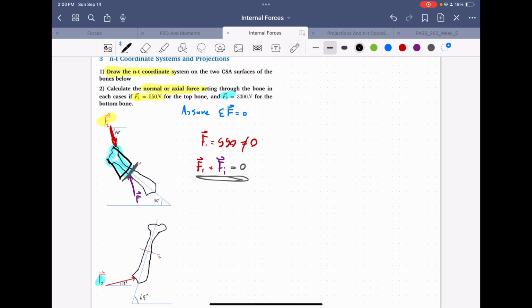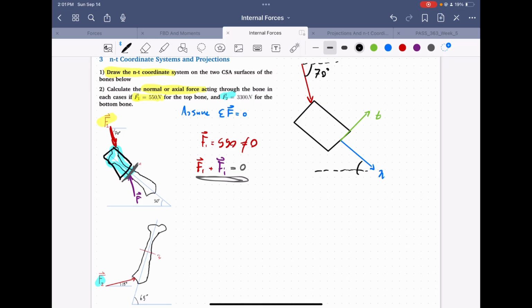So if I draw a rectangle to represent it, I will draw that rectangle up here. We have our force acting down here, and we know it is at 70 degrees from that axis, and we can draw our coordinate system here, where that is our normal, and then we can draw our tangential here. We're only focused on normal for this question, but there we go. What other information? We know that this is now 30 degrees.